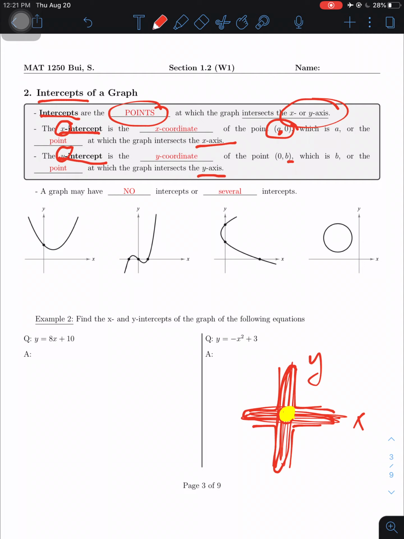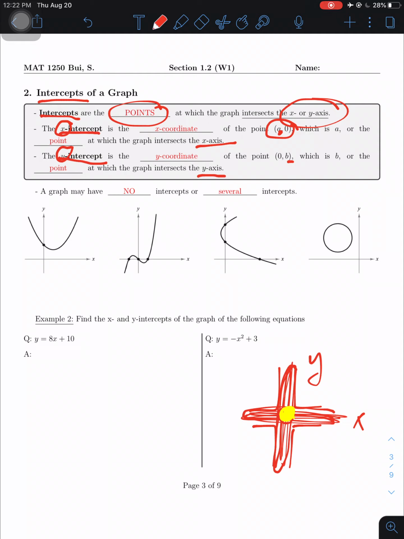Okay, for more examples, here we're going to try to find the x and y intercepts of these 4 examples. And just a heads up, a graph may have no intercepts or several intercepts. So it doesn't have to be the case that you only have one x-intercept, one y-intercept, or just one intercept in general. That's not the common case.